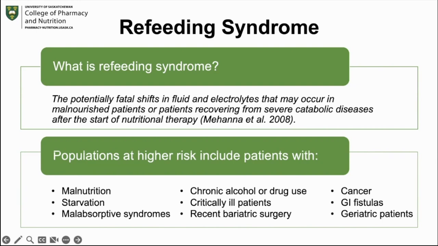Although severely malnourished patients are at the highest risk of refeeding syndrome, other populations who are at risk include patients with malabsorptive syndromes, such as inflammatory bowel disease, patients with anorexia nervosa, those with a recent history of bariatric surgeries, individuals with chronic and excessive alcohol or drug use, critically ill patients, those with low baseline serum magnesium, potassium, or phosphate concentrations, malnourished patients with cancer, those with GI fistulas, and geriatric patients.